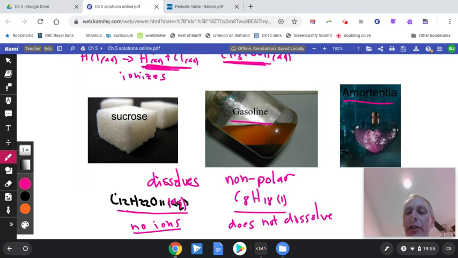Amortentia, for those of you that are Harry Potter fans, amortentia is classified as bewitched.